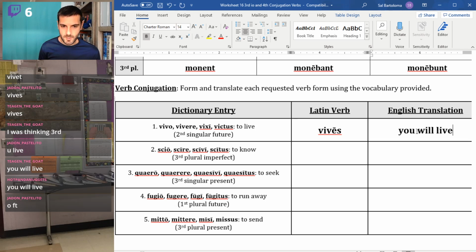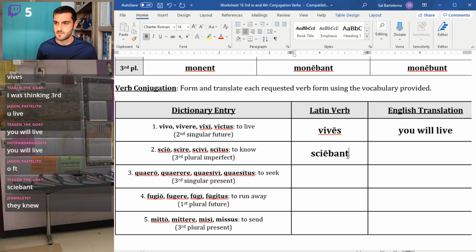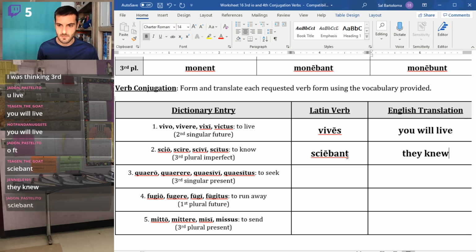Scio, we're looking for third plural imperfect. Scio, scire. So think about what conjugation it is, whether or not we're going to have to use the I. Oh my goodness, you guys are too good. Sciebant, they knew. I'm getting the sense that the people in this chat are going to do really well on the quiz. I got a feeling.